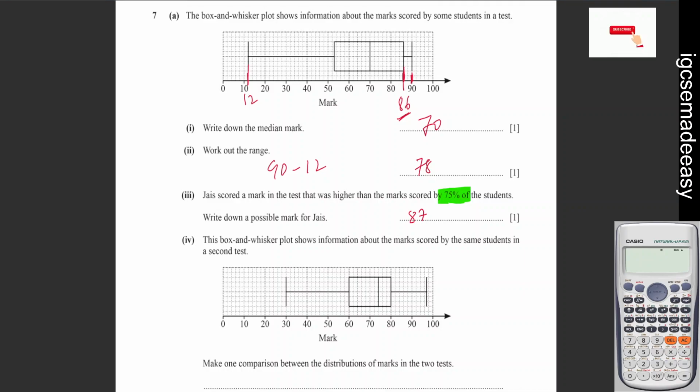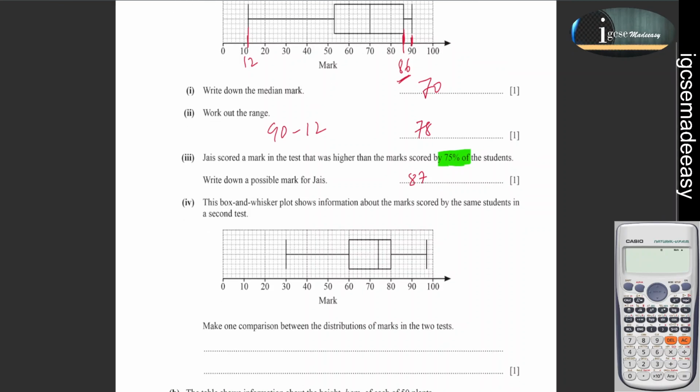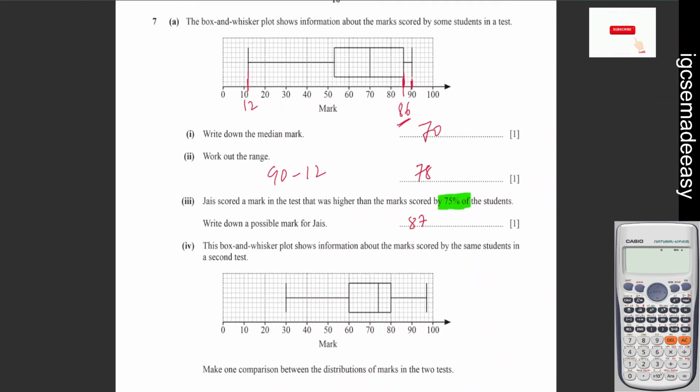So let's move on to the next part. Part 4. The plot shows information about marks scored by the same students in the second test. This is the plot scored by the second test. So we have to make one comparison between the distribution of marks in the two tests.